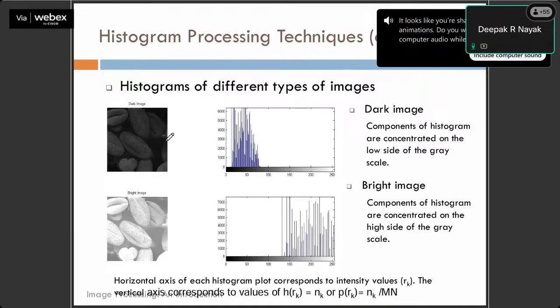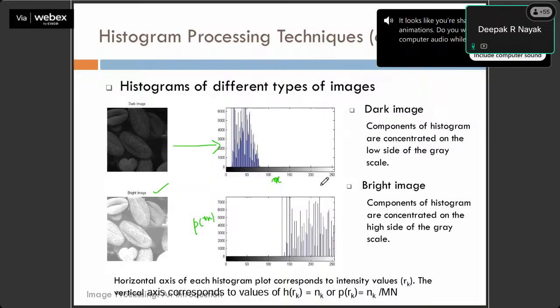Let's say there is a dark image given to us, and if you find the corresponding histogram, it is left-centered. You can see the histogram is concentrated on the lower side of the grayscale, and if you choose a brighter image, it is concentrated on the higher side of the grayscale. In the x-axis, you will find the gray levels or the color values. In the y-axis, the number of times each is present, and sometimes the y-axis can be represented in the form of probability of r_k.